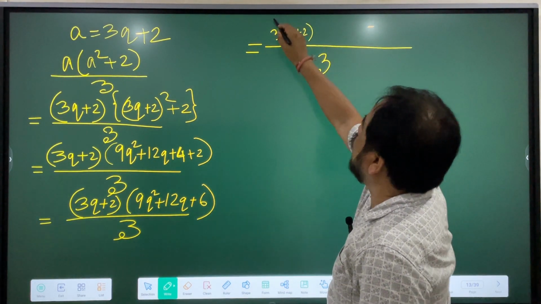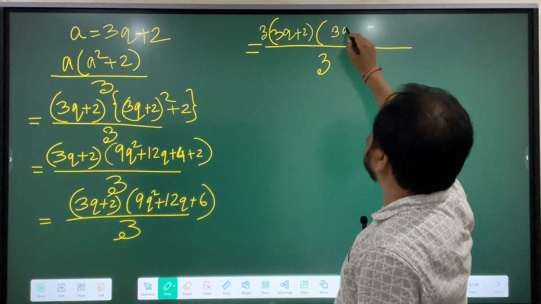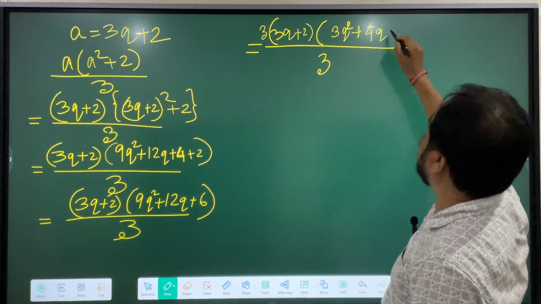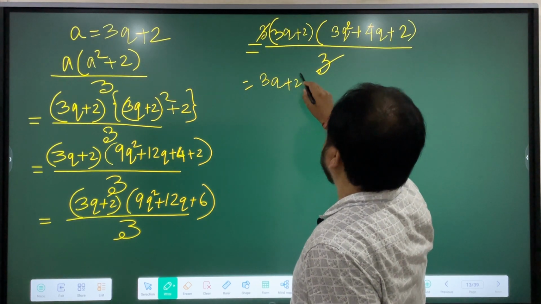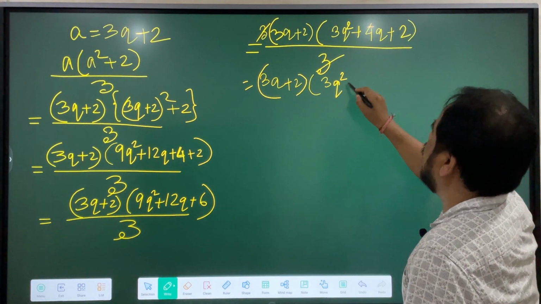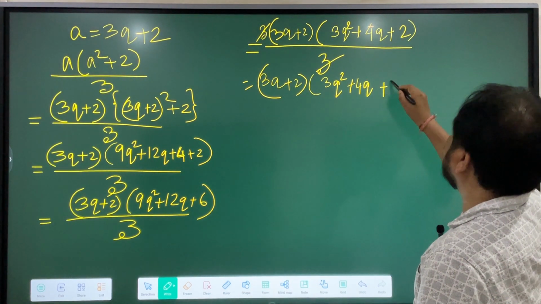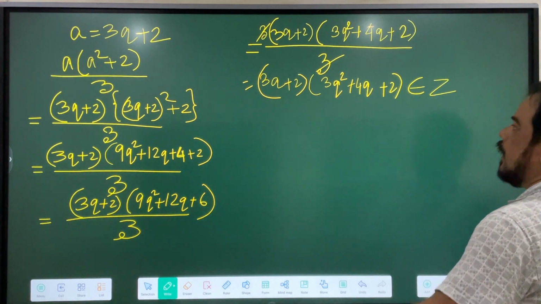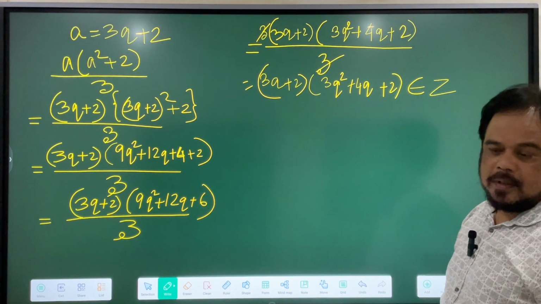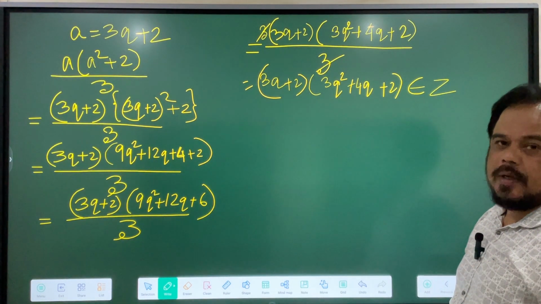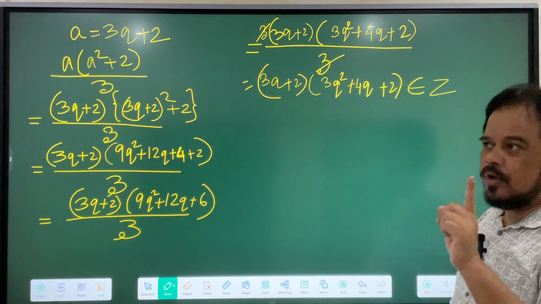3q plus 2, with 3 taken common from here. What do we get? 3q square, 3 fours are 12, 3 twos are 6. So whatever we have got, there is only q and numbers, nothing else, so it belongs to Z. Always remember that whatever result you get, you must get q. Excluding q, if you get any other alphabets, that will be wrong, because q is the only integer here.